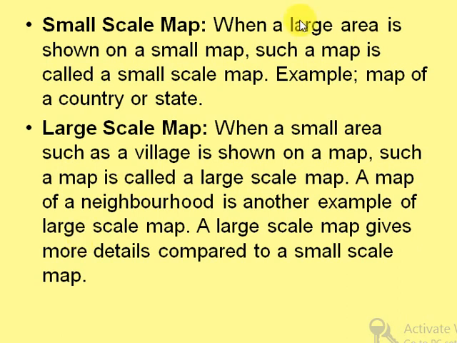So basically, we have two types of maps, small scale map and large scale map. So what is a small scale map? Let us revise. When a large area is shown on a small map, such a map is called a small scale map. Example, a map of a country or state. And what is a large scale map? When a small area such as a village is shown on a map, such a map is called a large scale map. A map of a neighborhood is another example of a large scale map. So a large scale map gives more detail compared to a small scale map.